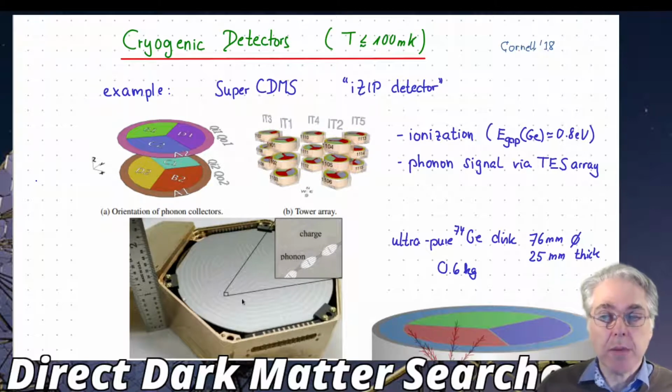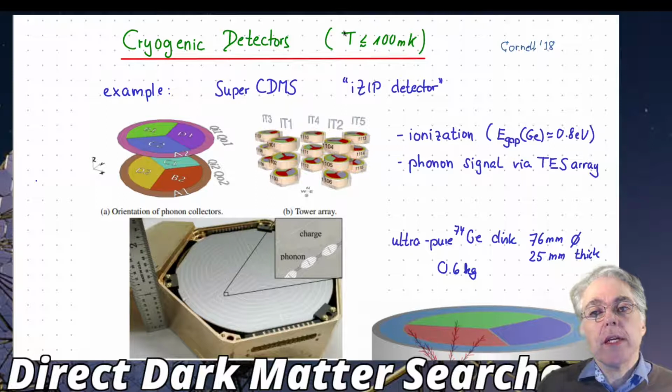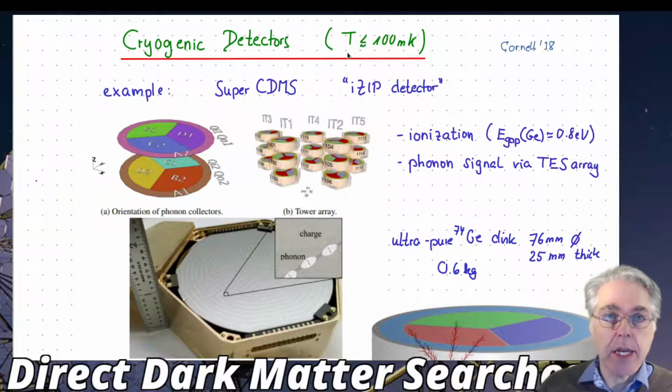So first we look at something which I call a cryogenic detector. So that's a detector which is operated at a temperature below 100 millikelvin. So this is really something which requires a lot of technology to get down to this temperature. And it's not only a small detector, these detectors are reaching several kilograms of mass. So in the SuperCDMS, which is operated in the Soudan mine, they are using, for example, germanium detectors, among others.